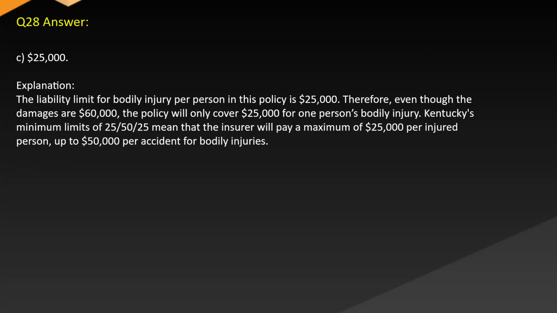Answer C. $25,000. Explanation. The liability limit for bodily injury per person in this policy is $25,000. Therefore, even though the damages are $60,000, the policy will only cover $25,000 for one person's bodily injury. Kentucky's minimum limits of $25,000/$50,000/$25,000 mean that the insurer will pay a maximum of $25,000 per injured person, up to $50,000 per accident for bodily injuries.